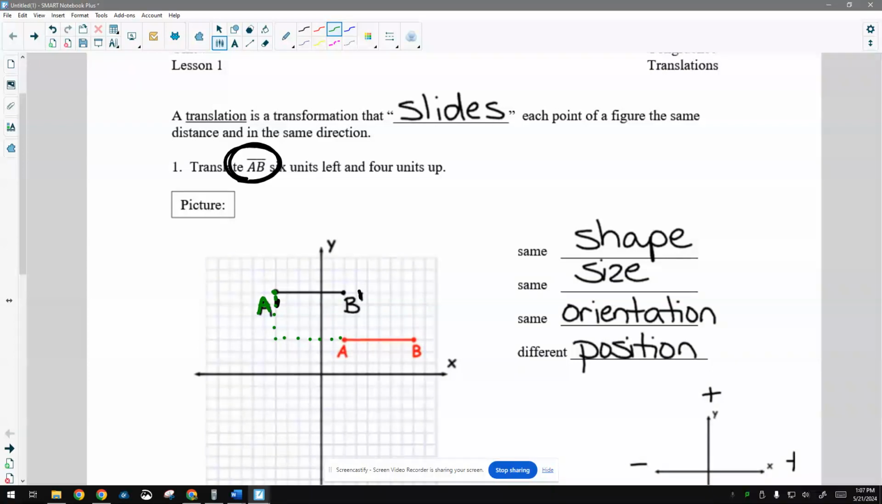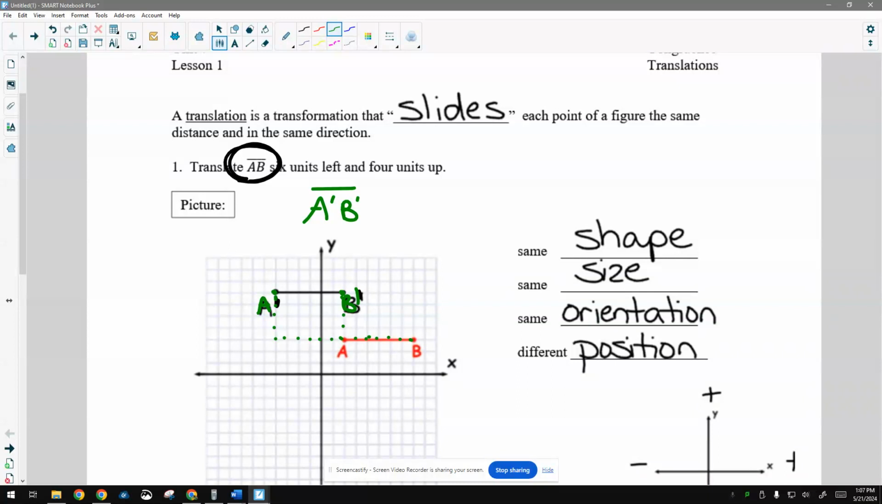I'm going to do the same thing with my other point. 6 units left. 1, 2, 3, 4, 5, 6. 4 units up. 1, 2, 3, 4. And that's how I got to B prime. That creates line segment A prime, B prime. That's how I would say that. Is the shape the same?